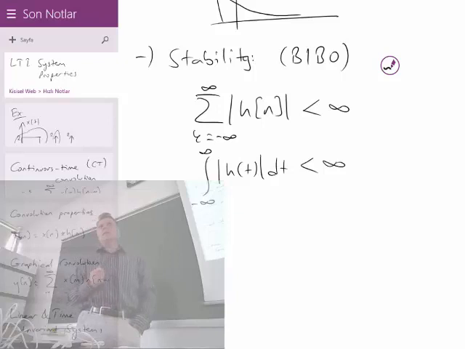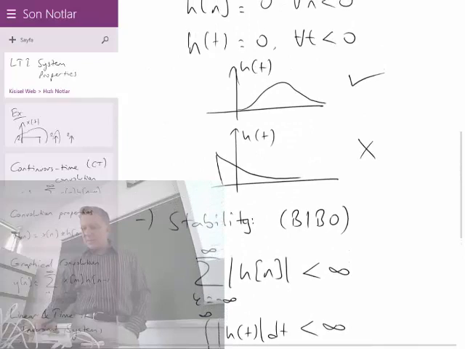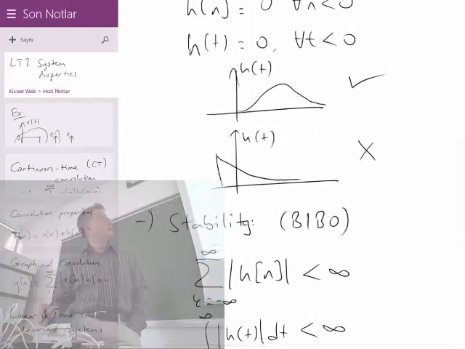So if these conditions hold, we say that the system is bounded input, bounded output, stable. Simple. So let's take a look at these two shapes. One of them is causal, the other one is not causal. Do they look stable or not? They look stable because they are both finite energy sort of signals.